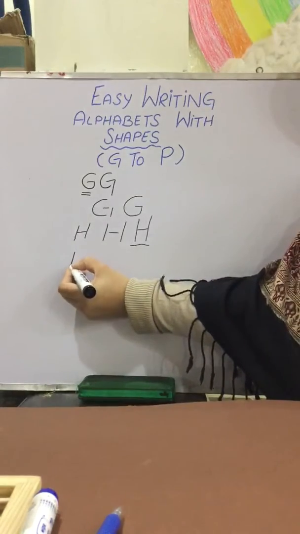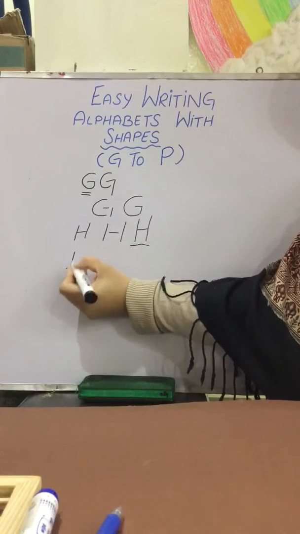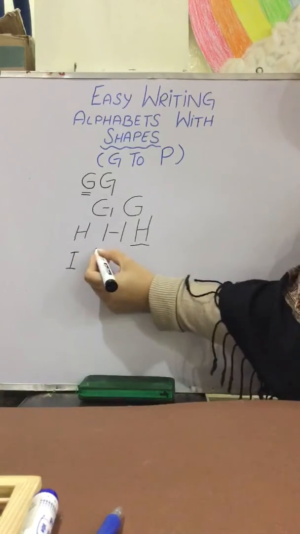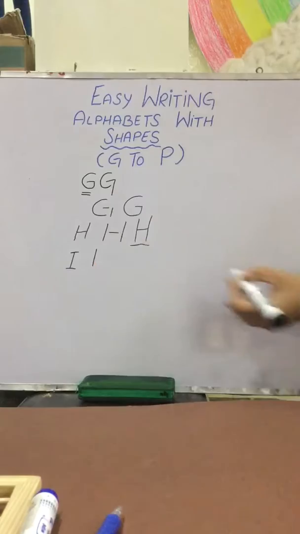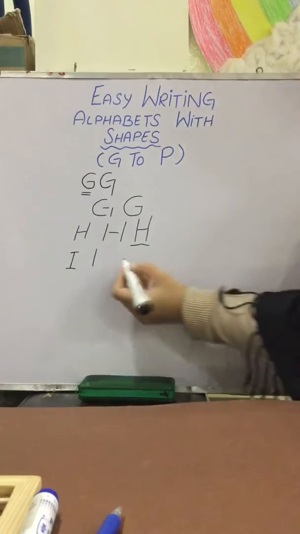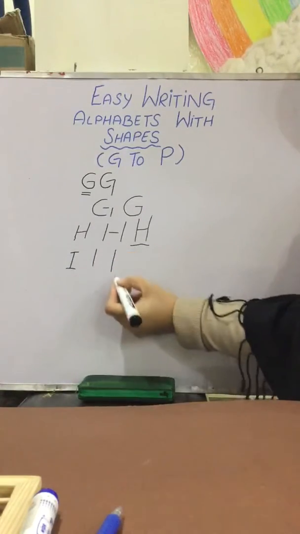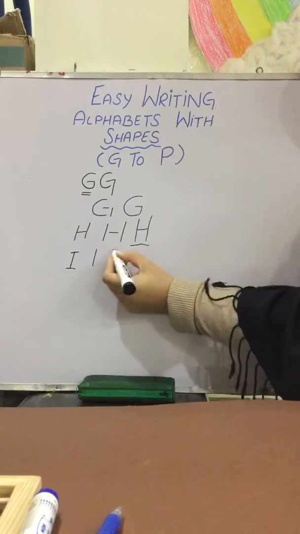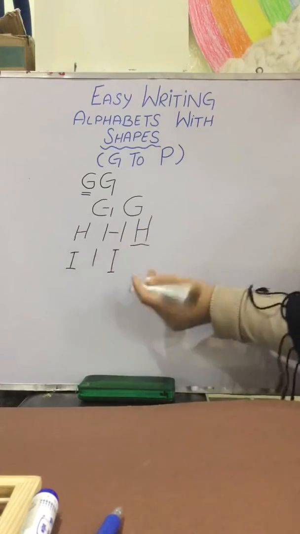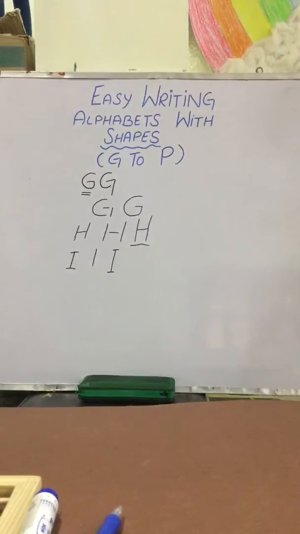Similarly, next one is I. In some writing patterns, I is like this, and in some patterns this is a simple vertical line. Whatever you are following, this is very easy. Straight vertical line, little horizontal upward and downward. It will give you the shape of I.